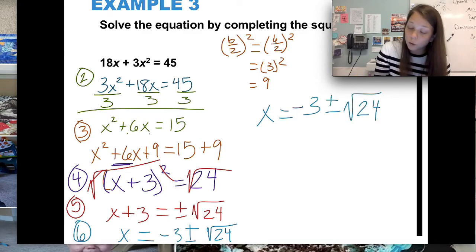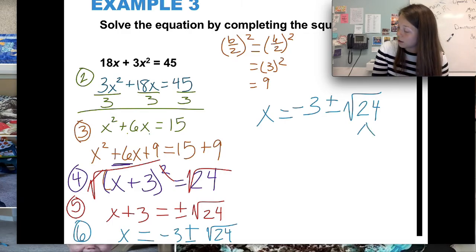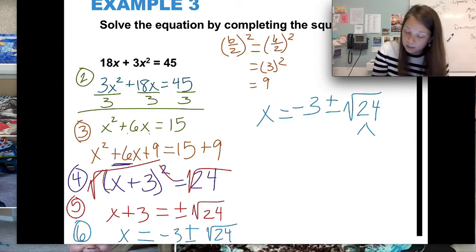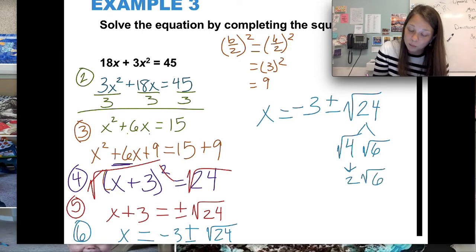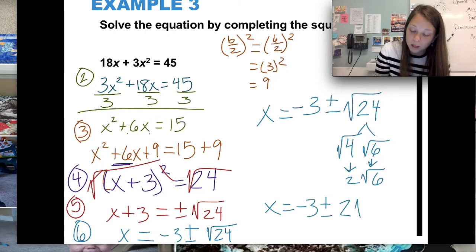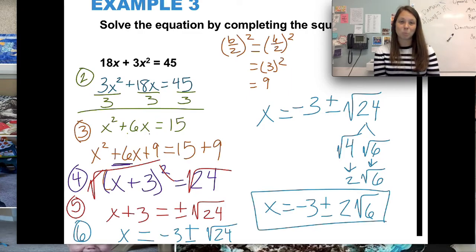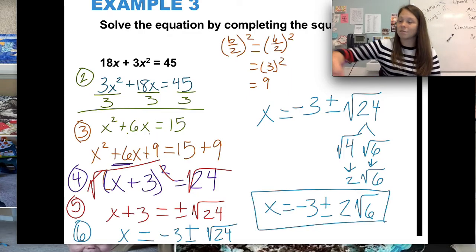And that square root of 24 can be simplified. It can be broken into, let's see here, 4 and 6. Square root of 4 is 2. Square root of 6 cannot be simplified, so it's going to just stay as is. So our final answer in simplest form is negative 3 plus or minus 2 root 6. And that wraps up example 3.